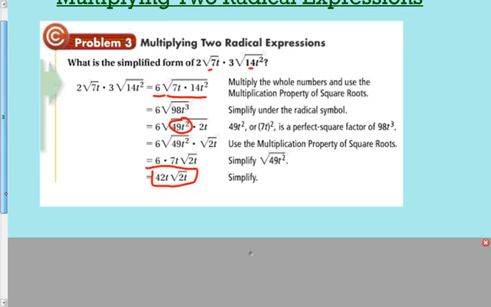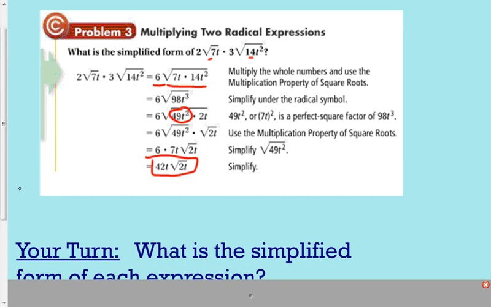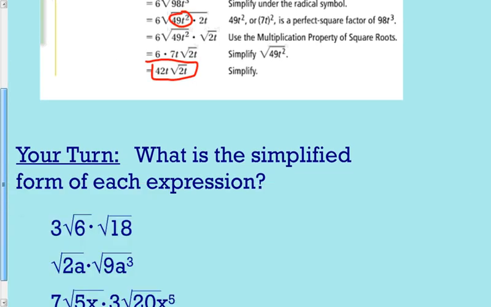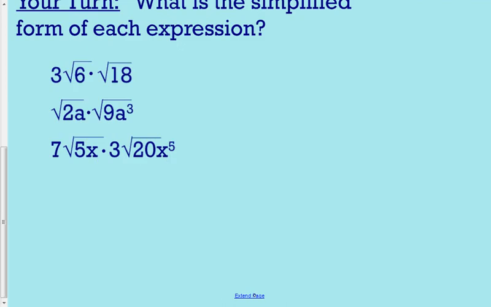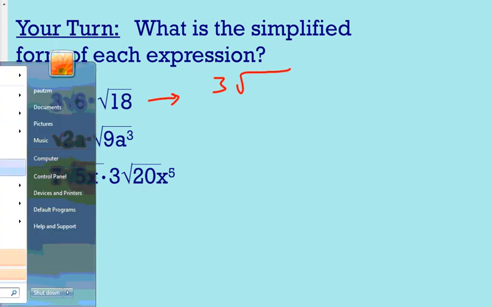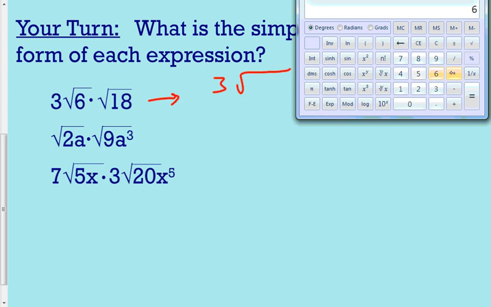So again, if you'd like to try that, I have an example here for you, or you can just follow along and go through another example, because we have three of them actually. I'm going to make sure you understand this when we're multiplying. Okay? So I'm going to take the inside parts, and I'm going to multiply them together. So we have 3 times the square root of 6 times 18, and 6 times 18 is 108.